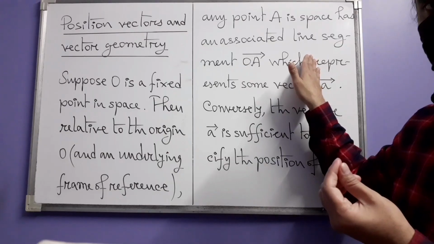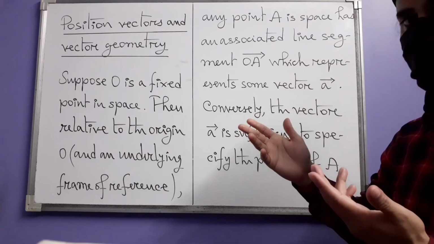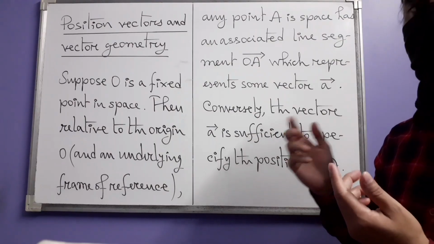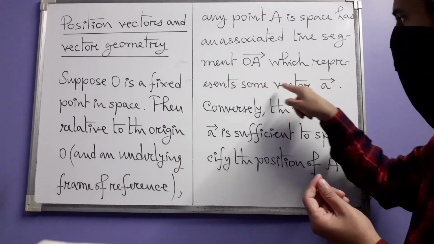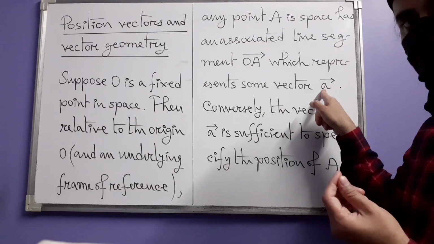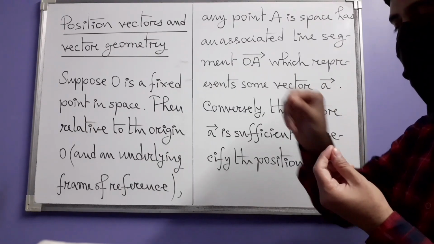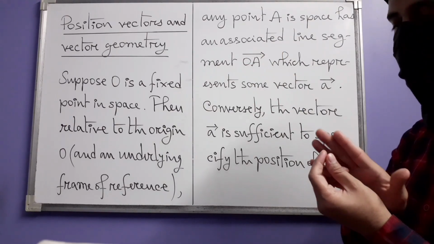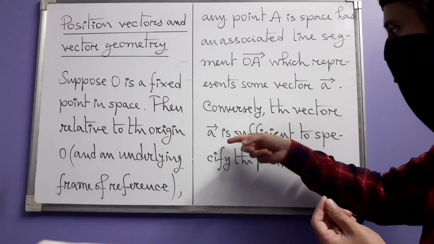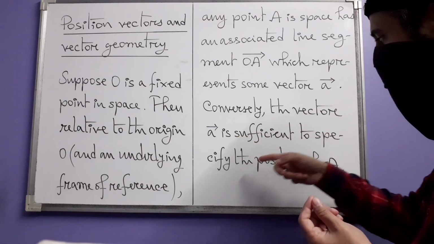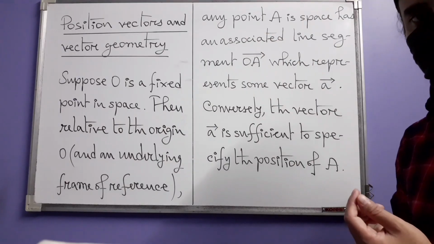We have written line segment here, or rather I should say the author has just simply written line segment, but actually he means directed line segment in this context, obviously. OA, which represents some abstract vector A, some abstract vector whose magnitude is equal to the length of the line segment OA and whose direction is from O to A. Conversely, the vector A is sufficient to specify the position of that point capital A.